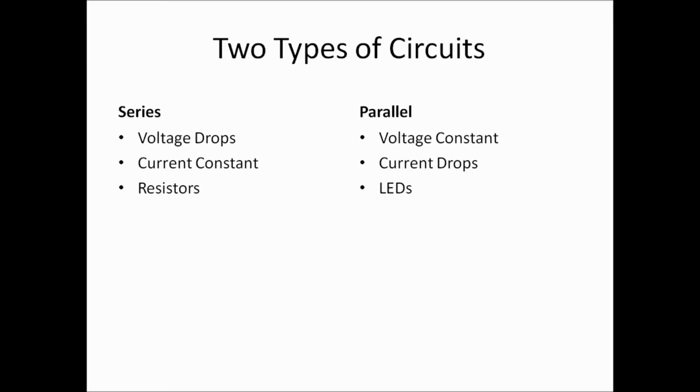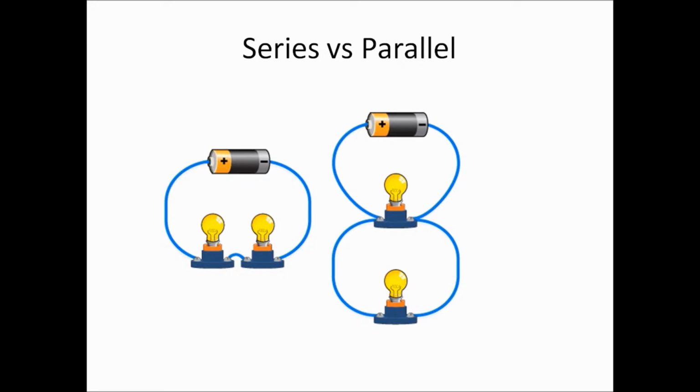And in series circuits, voltage drops across each resistance, but current is always the same. And in parallel circuits, voltage is always constant no matter what, but current drops. If you don't understand that, there's a picture on the next slide I'm going to show you. And for resistors, series are always used because that's the way they're most effective. And in parallel, LEDs are used because they require voltage, and you need the voltage to be constant, not the voltage dropping across LEDs. So here's a series versus parallel circuit.